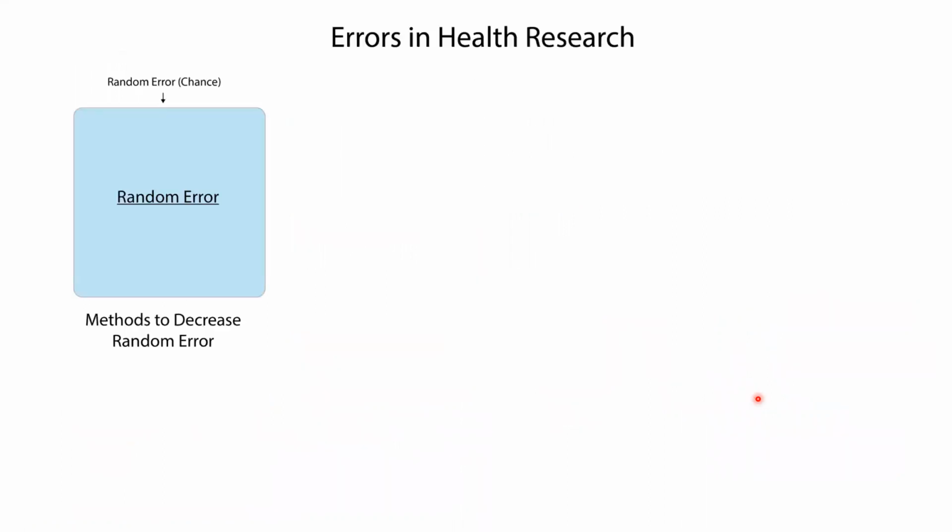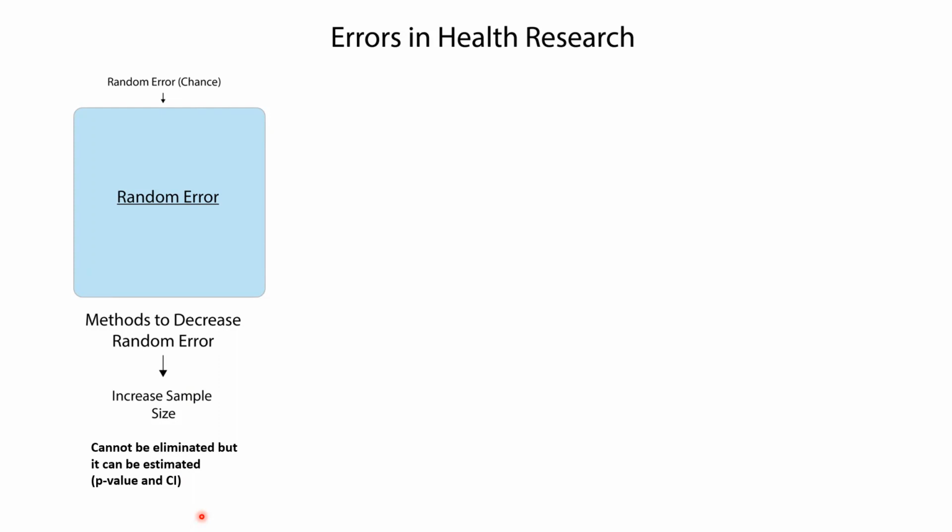Now I'm going to ask you, if we have random error in our health research, how can I decrease this random error? What are the ways that I can use to decrease a random error? Increase sample size. Perfect, that's it. Usually when you have random error, the way to decrease it is by increasing sample size. Of course, we cannot eliminate the random error, but we can estimate it.